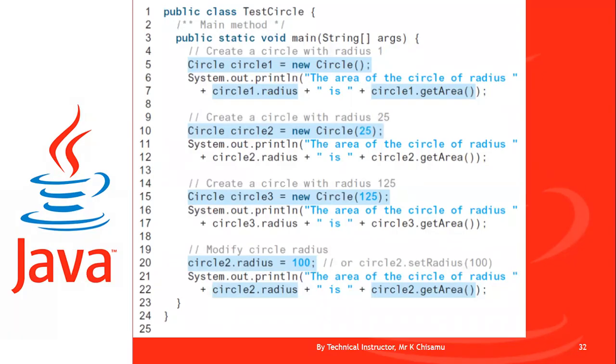So when you look at this class, it says public class TestCycle. So the name of the class is TestCycle. Now this class contains the main method.